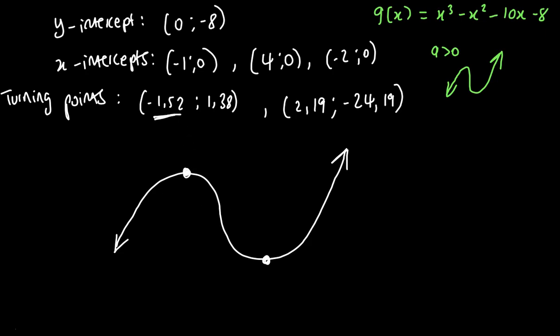The smaller x value is the one that always is on the left. Between negative 1.52 and 2.19, which one is bigger or which one is smaller? This is smaller. So here I'm just gonna write negative 1.52 is to 1.38. Okay, and then the one that is bigger, I just write it here. I say 2.19 is to negative 24.19. You see, as easy as that, good people.